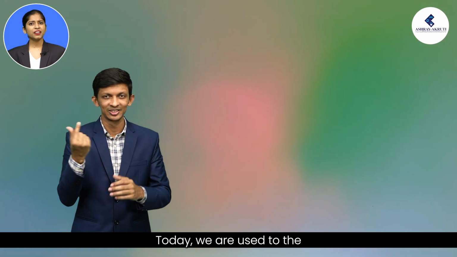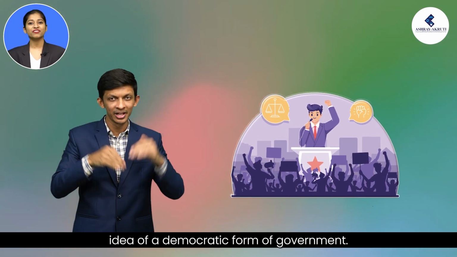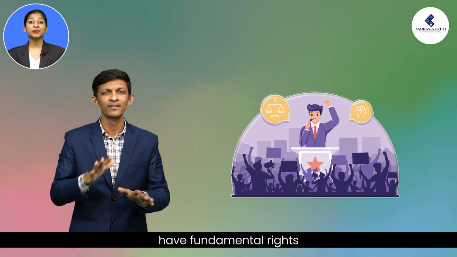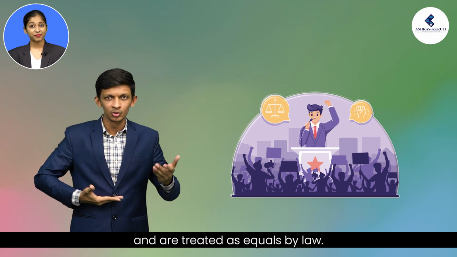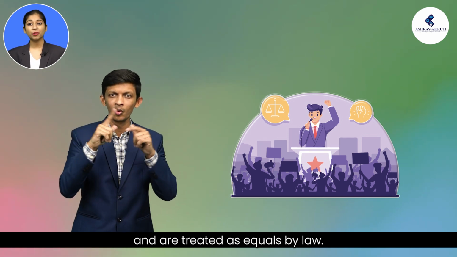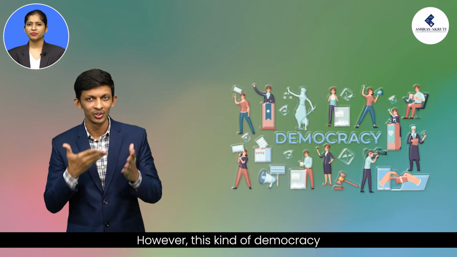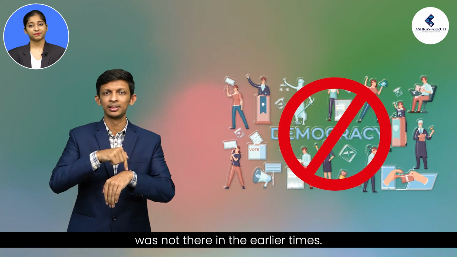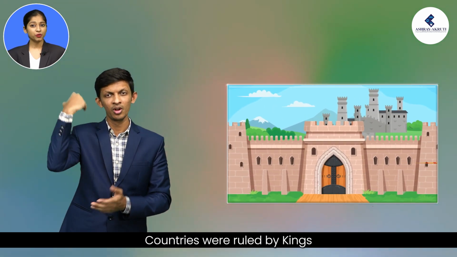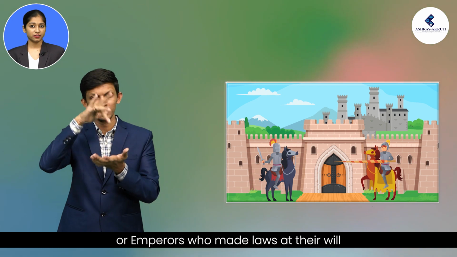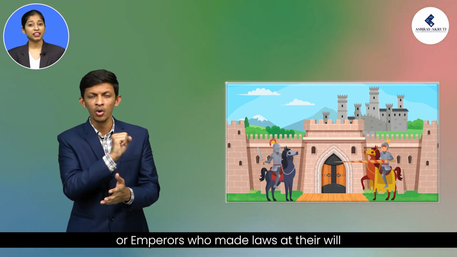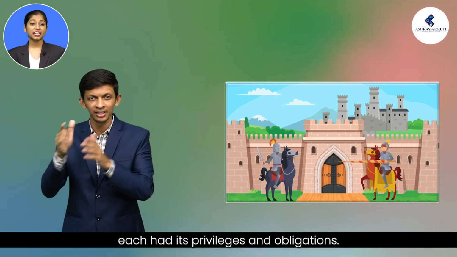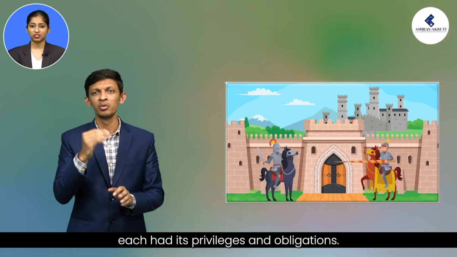Today, we are used to the idea of a democratic form of government. All citizens have fundamental rights and are treated as equal by law. However, this kind of democracy was not there in the earlier times. Countries were ruled by kings or emperors who made laws at their will, and the society was divided into estates. Each had its privileges and obligations.